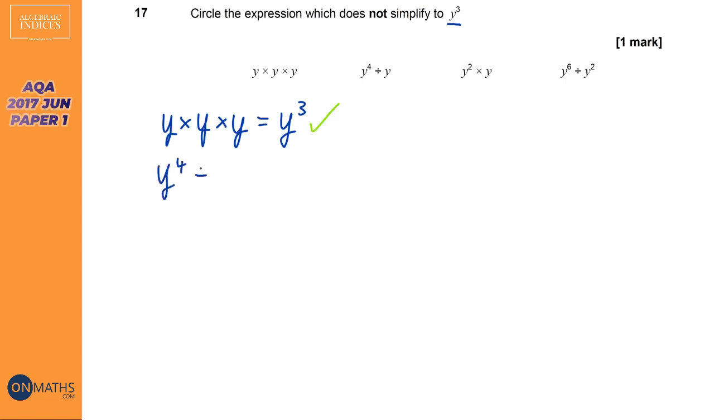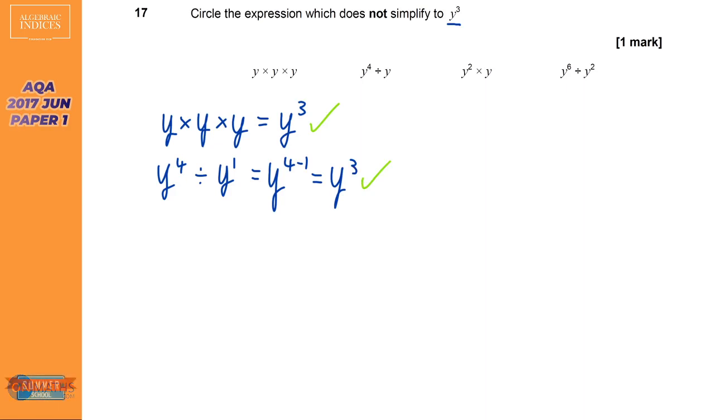We've got y to the power of 4 divided by y. Now the first thing to realise is when you've got a y on its own, it's actually to the power of 1. Second thing to remember is that when you divide powers, or divide indices, whatever you want to call them, you take away the indices. So this becomes y to the power of 4 take away 1, which is 3. So that actually does simplify to y cubed.